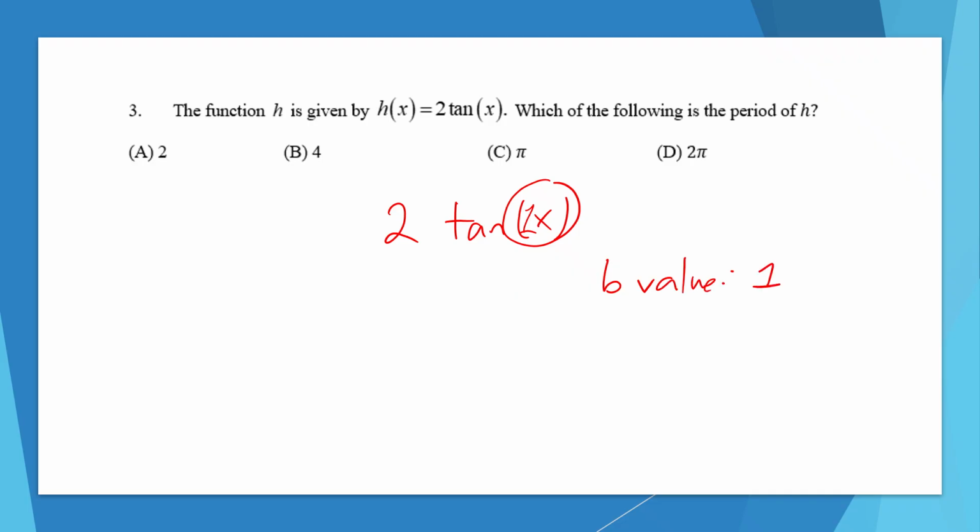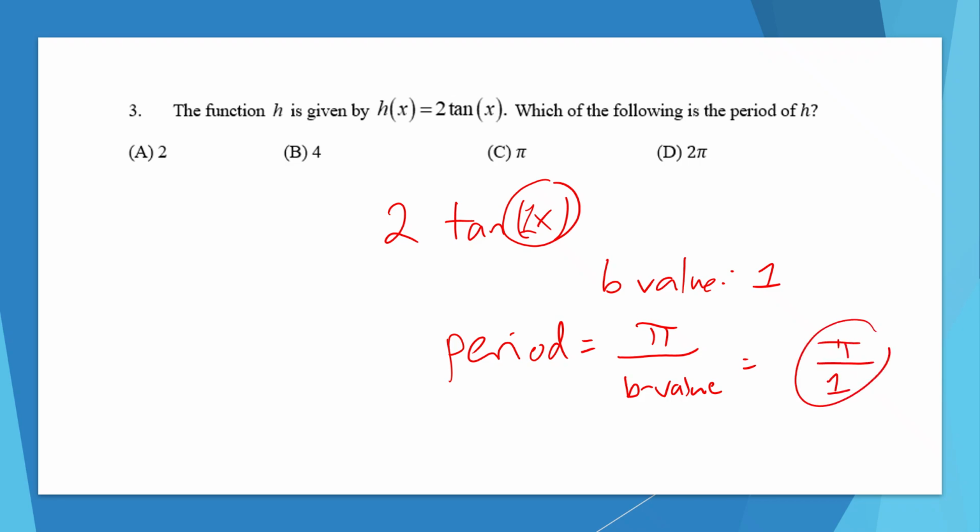And then remember, for tangent, our period is pi, not 2 pi, over our b value, which is pi over our b value of 1. So it's just pi would be our period. So C would be our answer for number 3.